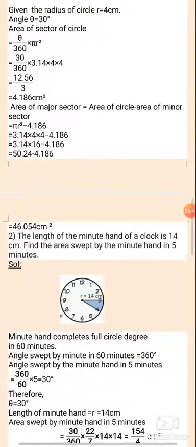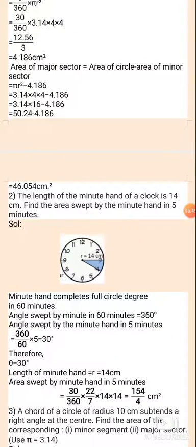Now, area of the sector is equal to what equation? Theta by 360 into pi r square. So, theta 30 degree by 360 into pi 22 by 7 into 14 into 14. Now, you can divide this one or write it as a fraction, which is equal to 154 by 4 centimeter square.